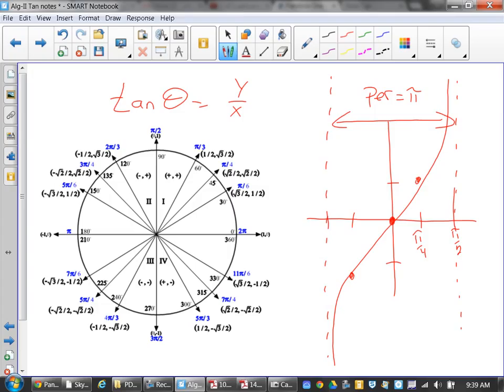What's that? Sorry. So tangent repeats every pi. Yeah. So sorry, I didn't label that on here. Yes, this is at negative pi over 4, and this is at negative pi over 2. That's what your generic tangents will always look like.